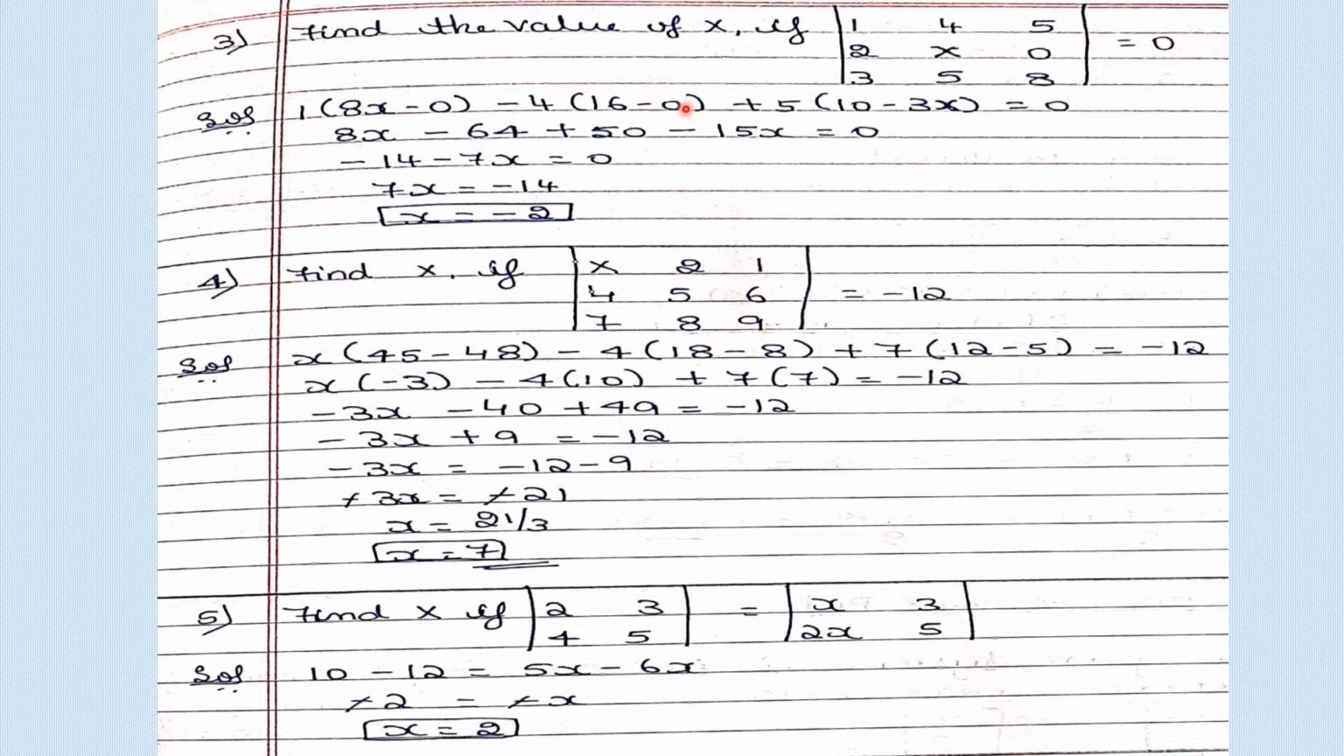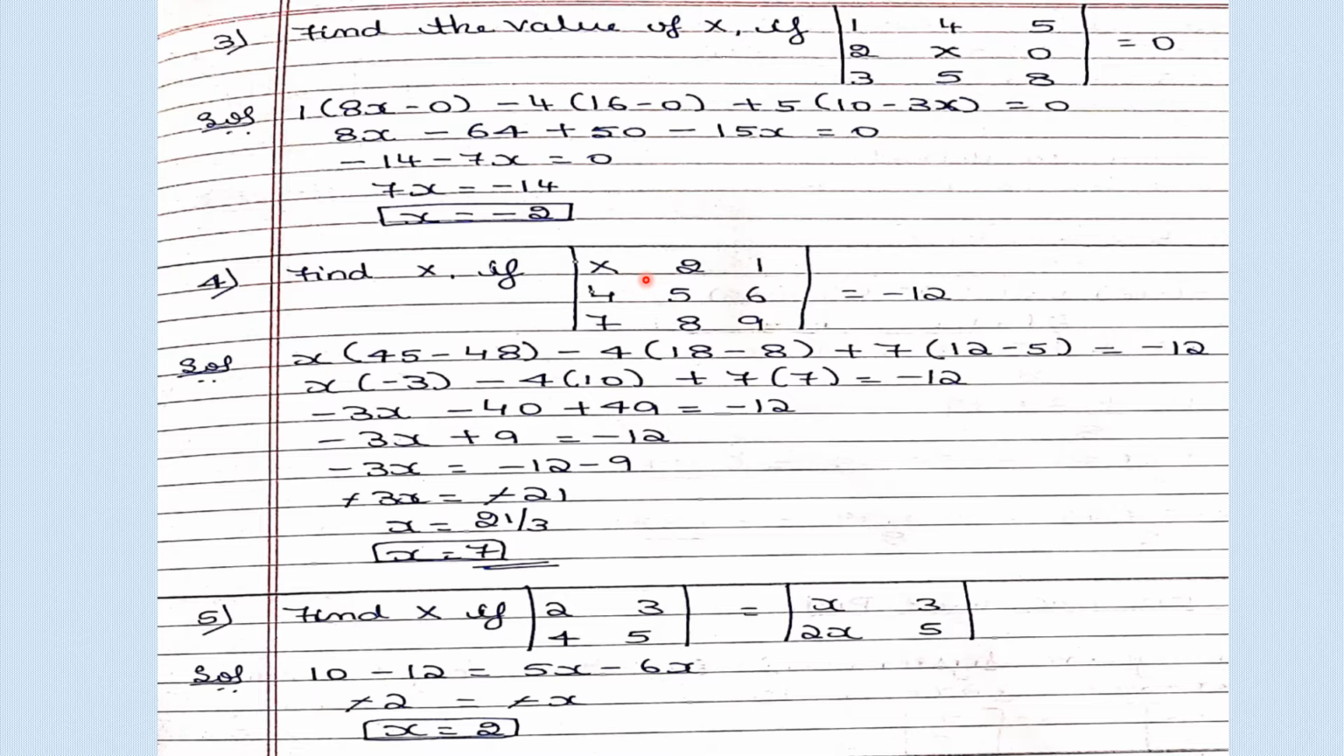So once again in the same way, after 4 you have 5. So you have taken plus 5. So this column and this row will be cancelled. You are remaining with 2, x, 3, 5. 5 into 2 will become 10. 3 into x will become minus 3x, is equal to 0. So further if you calculate this, you will get the x value, that is x is equal to minus 2.